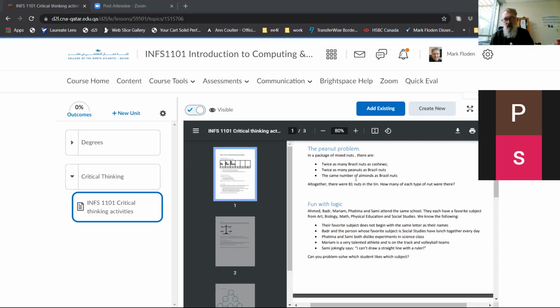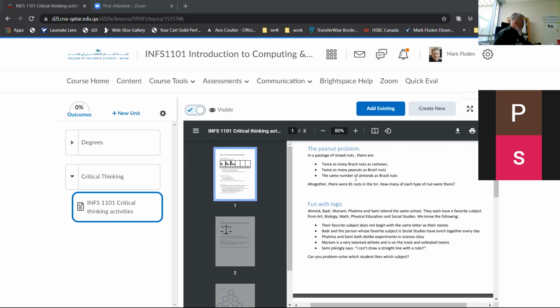So let's look at it again. If you know how many cashews you have, then the total number of Brazil nuts would be twice as many. And if you knew how many Brazil nuts you have, then the total number of peanuts would be twice as many as the Brazil nuts. And if you knew how many Brazil nuts you have, then the total number of almonds would be the same as the Brazil nuts. So everything sort of relates to everything else. And then it all adds up to 81.